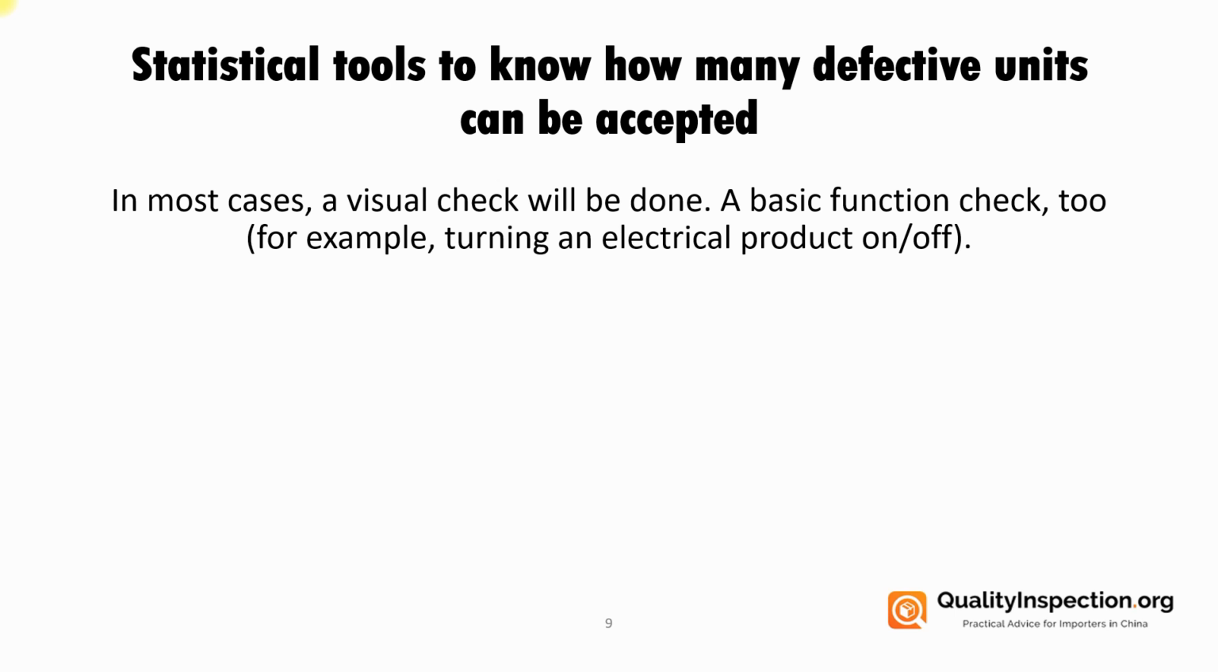So what statistical tools are used to know how many defective units can be accepted by the inspector? Realistically, some of the products that have been produced by your supplier may have some defects, hopefully not many, hopefully not large defects. In most cases, a visual check is done by the inspector, and a basic function check too. So in the case of electrical products, this would be turning it on and off and seeing if it works.